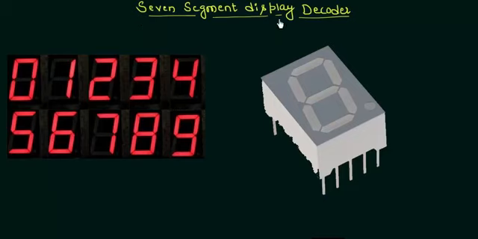Let's do the 7 segment display decoder in this presentation. On your screen you can see that there are two images. On the right hand side, the image shows you the actual display which you will get in the market. There are 7 segments in this display: the first one, second, third, fourth, fifth, sixth and seventh, and also there is a decimal point here. All of this, the 7 segments and the decimal point, is illuminated by LED.